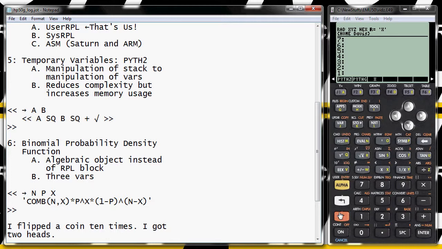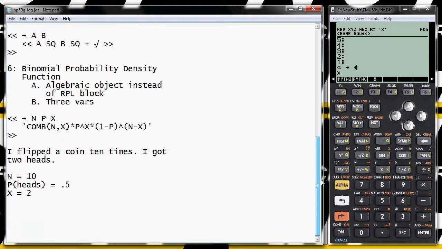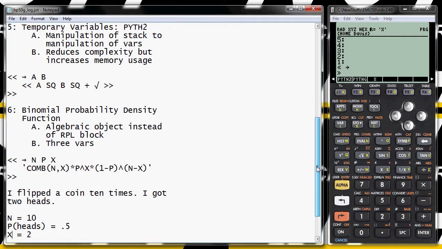The first thing we'll do, like with any program, is declare these special brackets onto the screen, and we'll edit it right here. No need to go into the editor. With the arrow, we'll declare, and remember, we have three variables: the number of trials, the probability, and the number of successes. We'll just use the same names: n, p, and x.